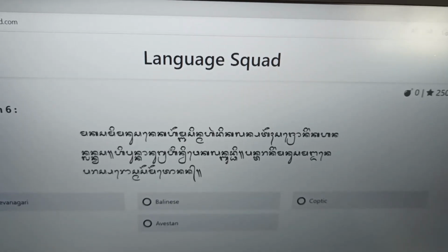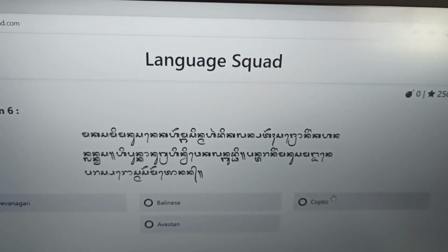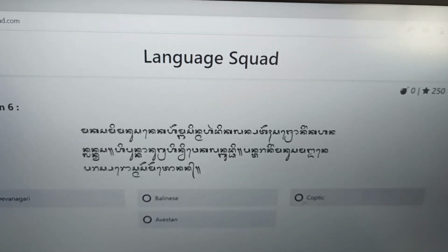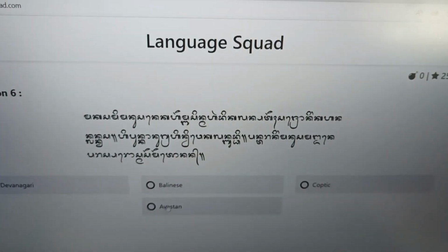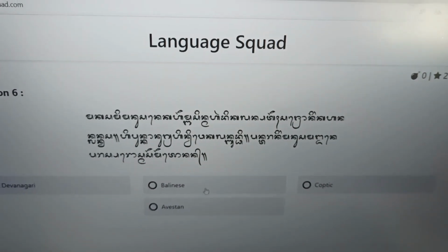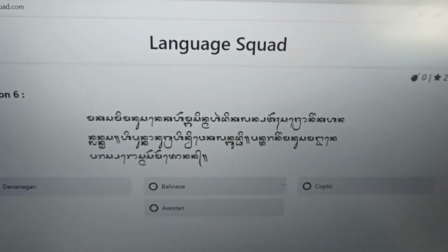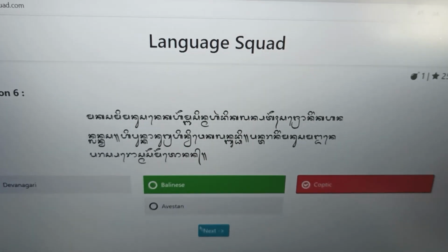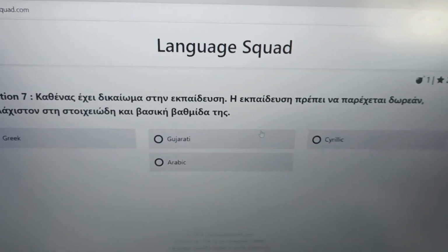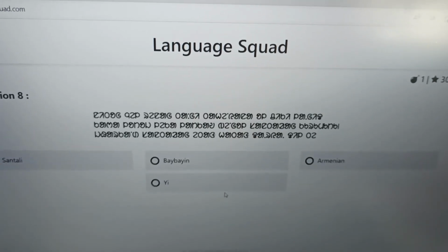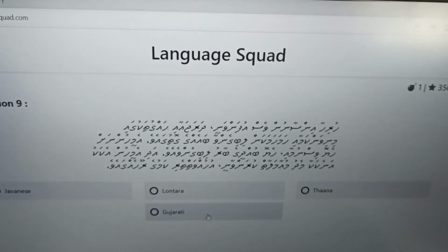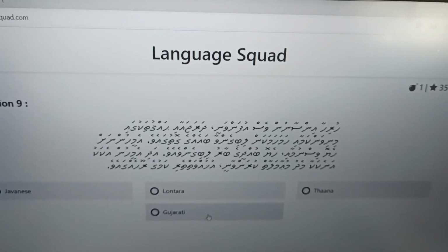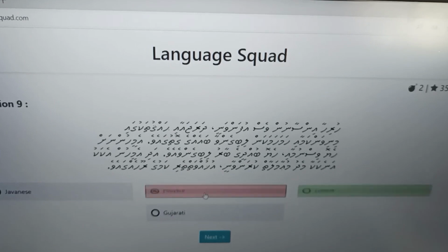Oh yeah, I don't know. Yeah, maybe these three, because this is Hindi. And I'm gonna go with this. Yes, it is wrong, of course. This is Greek. Santali. Okay. Lontara.